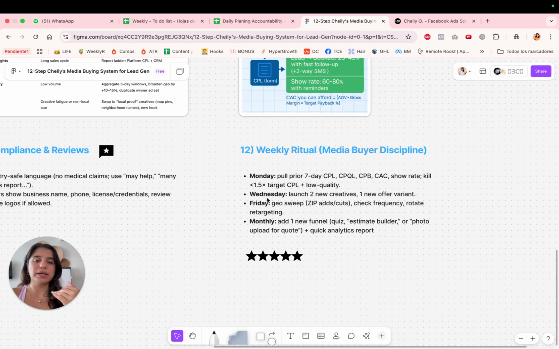Then on Wednesday, we try to launch 1 or 2 new creatives and probably a new offer variant depending on the client. By Friday, we might want to test different zip codes, either adding more or removing some, and check the frequency of the ads, how often they are being shown to people. I can rotate the retargeting, so that way I'm optimizing the campaign every 2-3 days to make sure that we're testing something different rather than just set it and forget it.